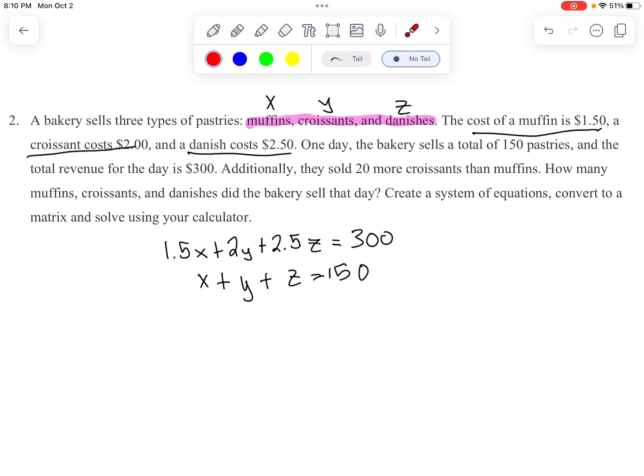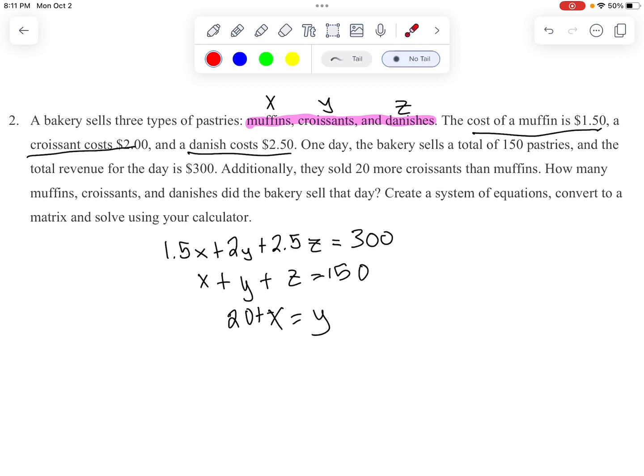Okay, and then our last piece of information talks about 20 more croissants than muffins. When we're talking about something that is 20 more, we are adding. Now, what I want to specify is which one are we adding it to? Are we adding it to X or are we adding it to Y? So I know I'm going to have X is equal to Y something, but which one will I add 20 to? Okay, so it told me, additionally, they sold 20 more croissants than muffins. Okay, so if let's say I have 10 muffins, I would have 30 croissants. So I'm adding 20 to my muffins. So I'll just put 20 plus my X over here.